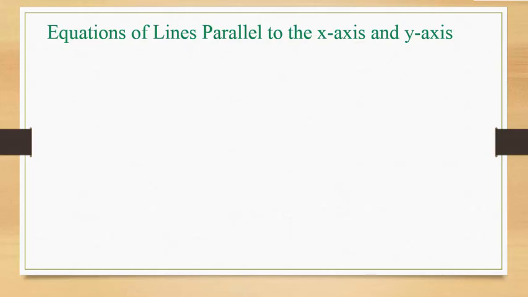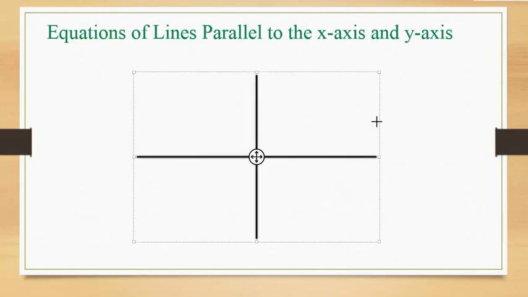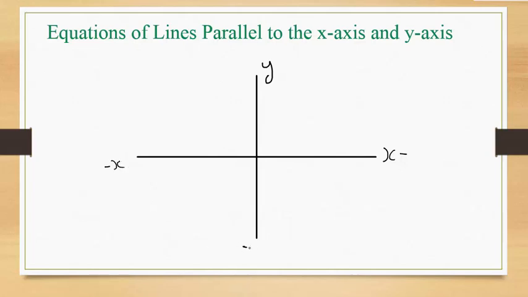Now, first of all, make a Cartesian plane. If this is my Cartesian plane, you know that this is the x-axis and this is the y-axis. And on the left side, this is negative x and this is negative y. This is positive.